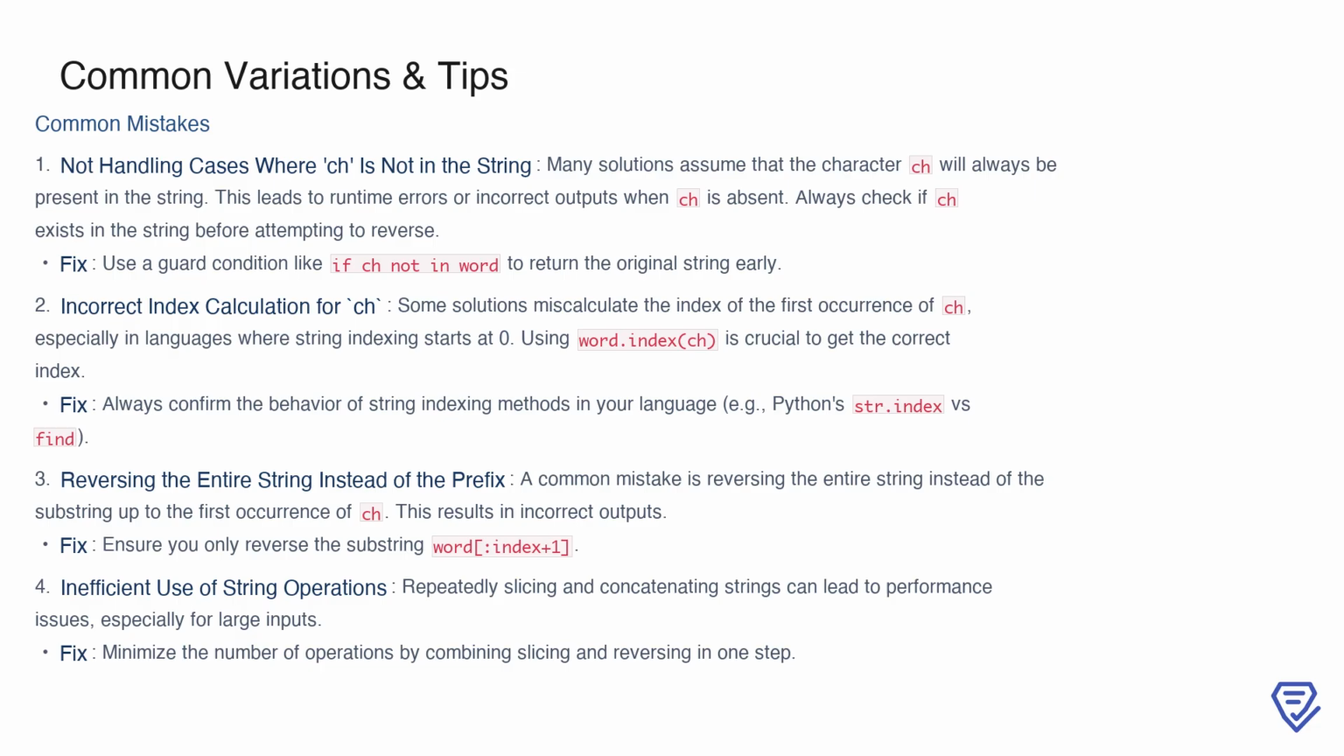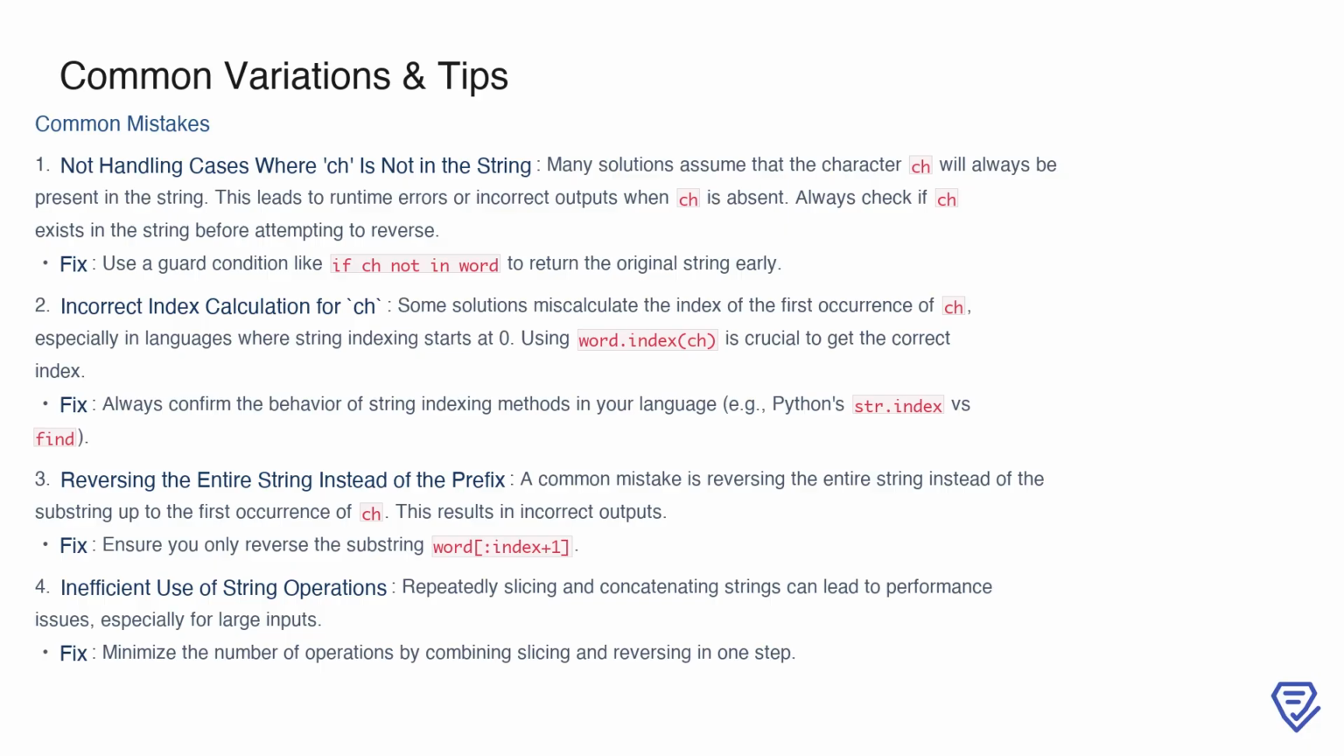When tackling this problem, there are a few common mistakes to watch out for. First, some solutions fail to handle cases where the character ch is not in the string at all. Assuming that ch is always present can lead to runtime errors or incorrect outputs. The safest approach is to include a guard condition, like checking if ch is not in the string, and simply returning the original input in such cases.